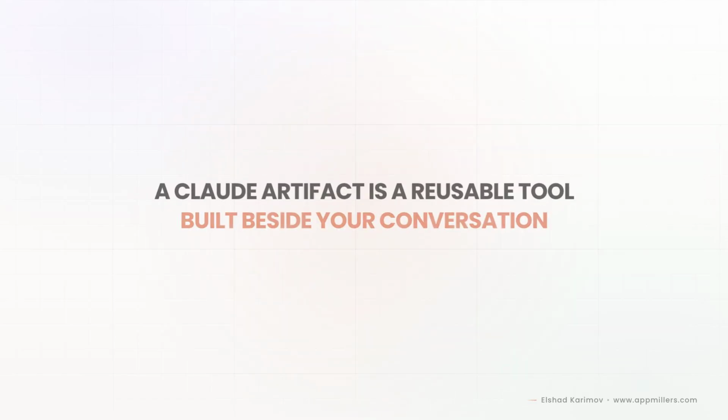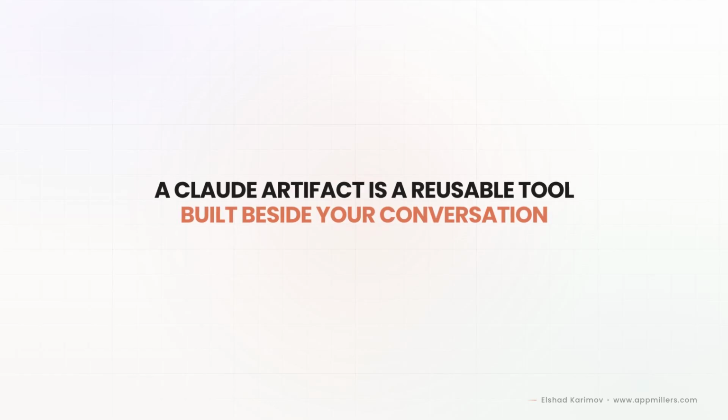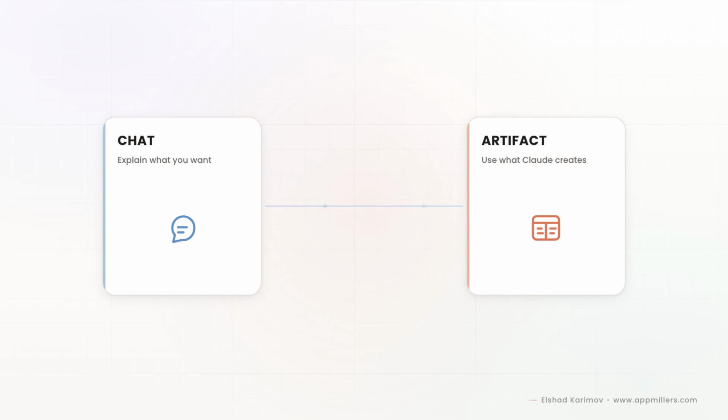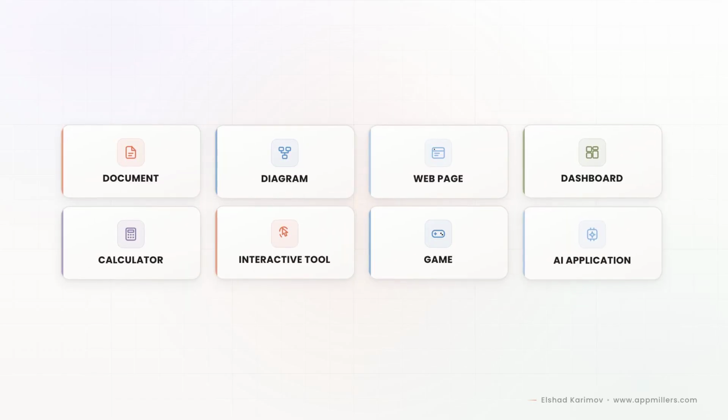Here's the simplest definition. A Claude artifact is a reusable tool or piece of content that Claude builds in a separate window beside the conversation. The chat is where you explain what you want. The artifact is the thing Claude creates for you. Artifacts can be documents, diagrams, web pages, dashboards, calculators, interactive tools, games, or AI-powered applications.